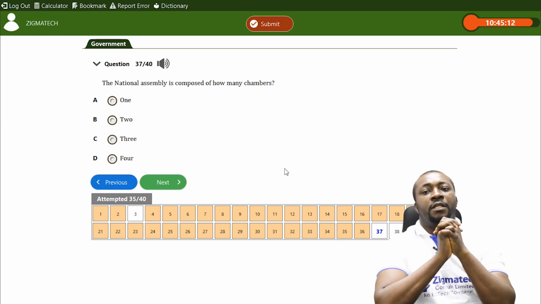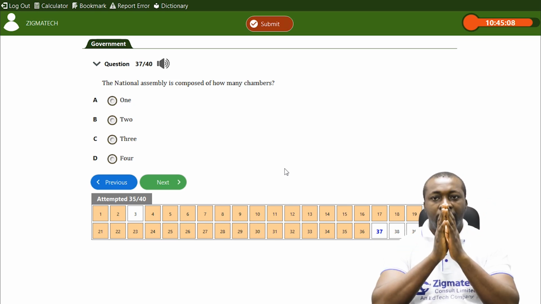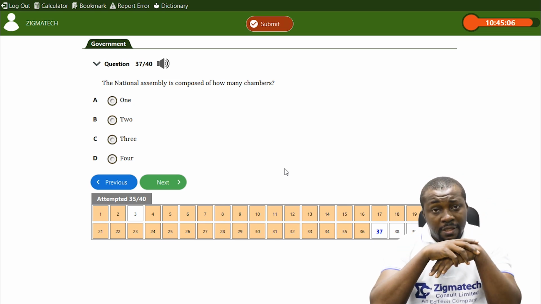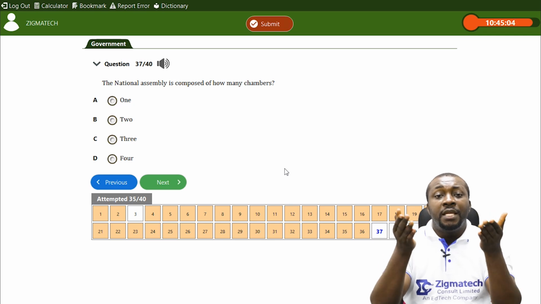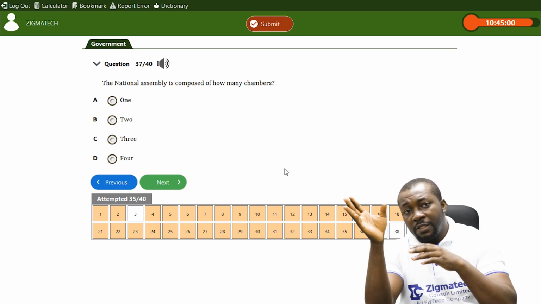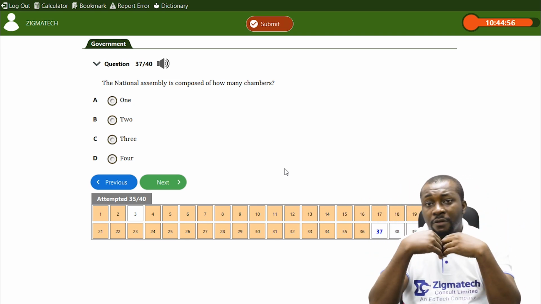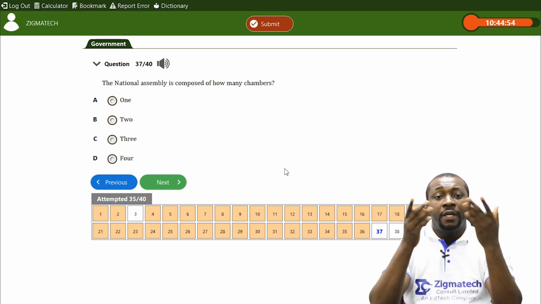Question 37 says, the National Assembly is composed of how many chambers? What is this National Assembly? National Assembly is the name of the Nigerian legislature. If you go to the United States, they call it the Congress, British Parliament. Other countries have their own. Nigeria calls its own National Assembly.